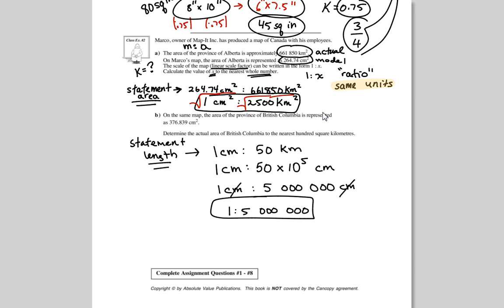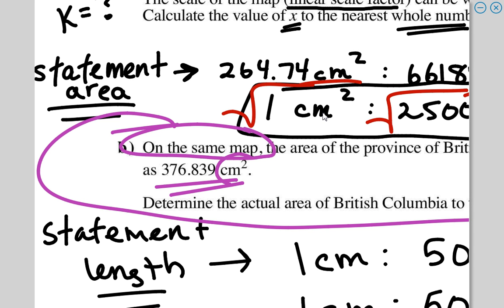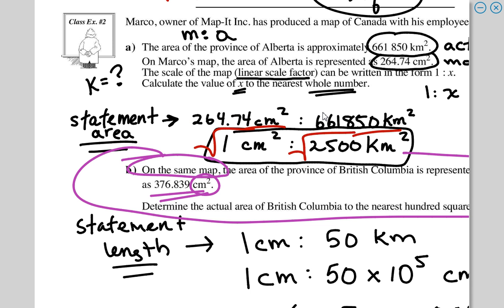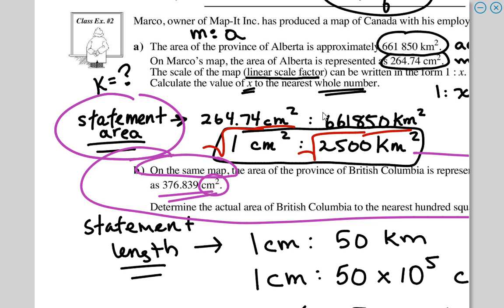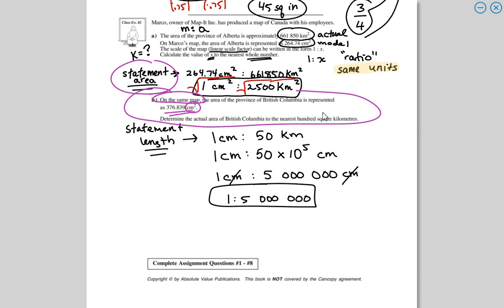Now let's go ahead and do part B. Part B, they're going to tell you that with the same map, same scale, here is the model for the area. And this is where you have to be careful. It's for area, centimeters square. So I need to go and look at my statement for area. I'm just going to copy down that statement. 1 square centimeter for every 2,500 square kilometers.